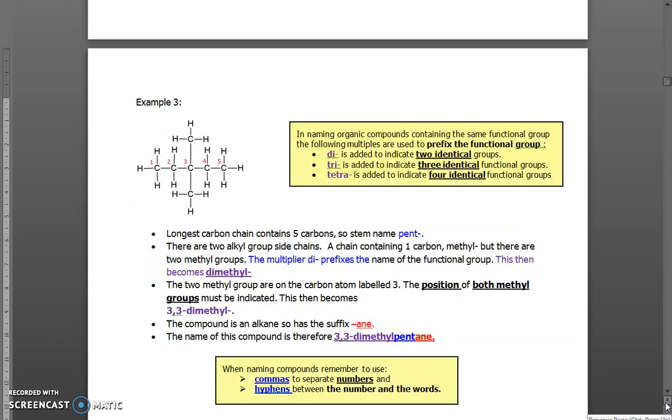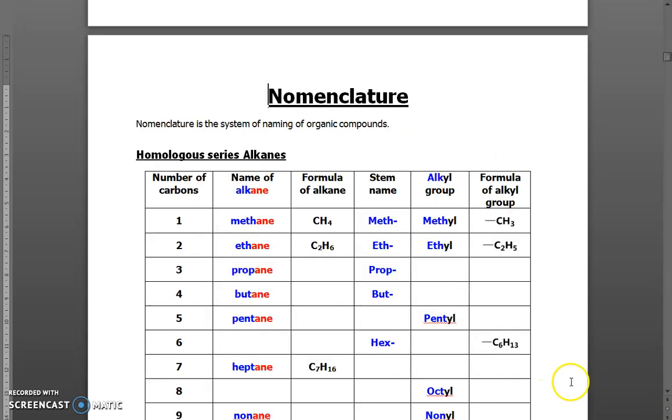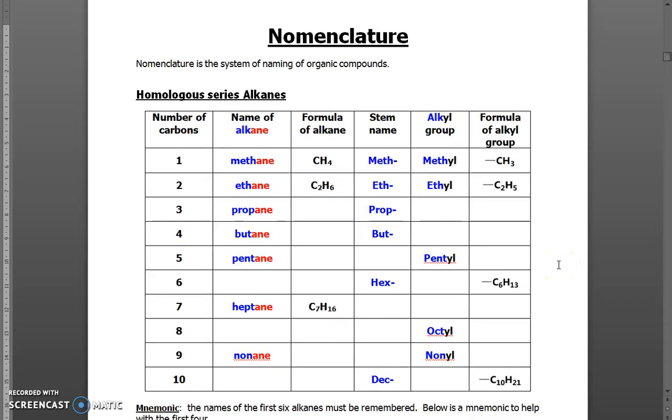Okay, so what we need to do is to look at the system of naming. We call it nomenclature in the world of chemistry, and it just means a system of naming compounds. So these names are different to a lot of chemical names because you cannot find the names or the logic for the names on the periodic table. You have to learn a whole new set of rules.